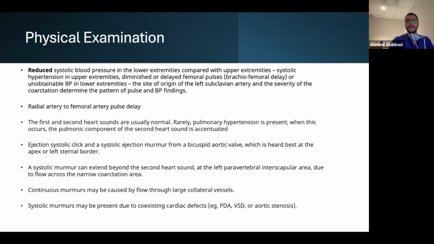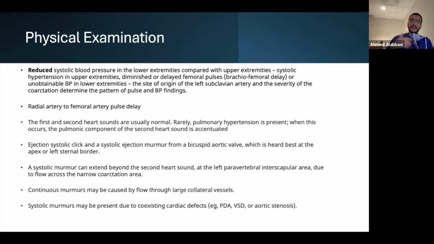The first and second heart sounds are usually normal. If there is pulmonary hypertension, usually later on in the disease course, you may hear a loud P2. If there is a bicuspid aortic valve, which usually occurs in 40 to 50% of patients, you may hear an ejection systolic click and a systolic ejection murmur at the apex or the left sternal border. And then you may hear a systolic murmur beyond the second heart sound, which would be indicative of the turbulent flow across the narrow coarctation area.